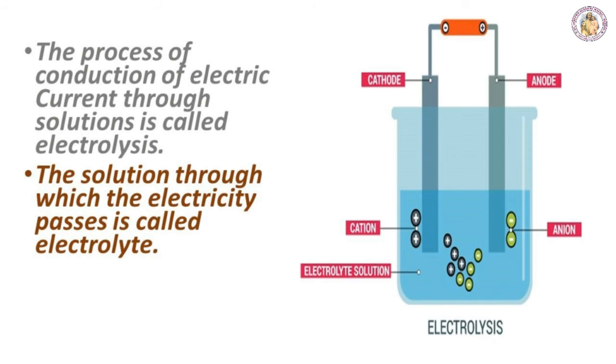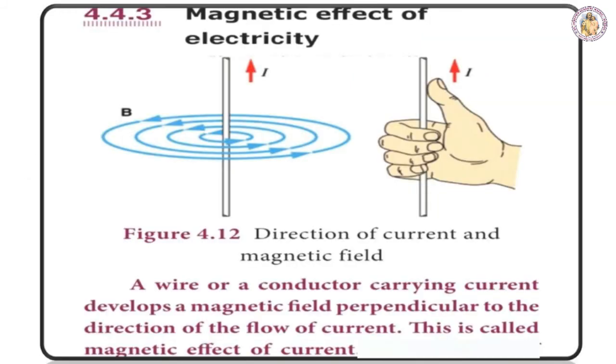The solution through which the electricity passes is called the electrolyte. The positive terminal inserted into the solution is called the anode and the negative terminal the cathode.